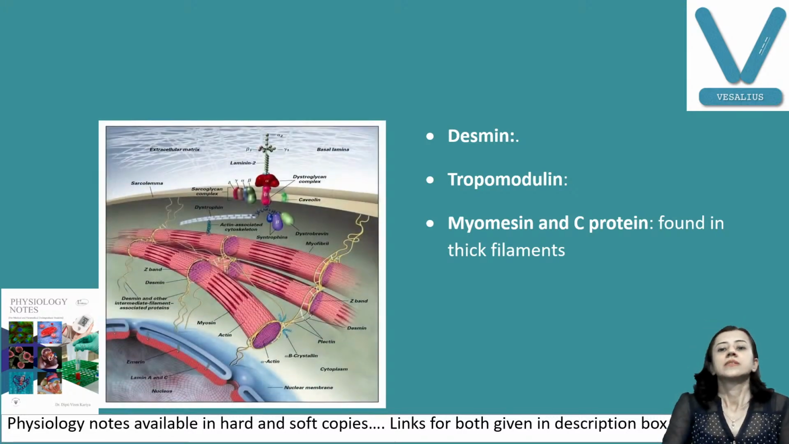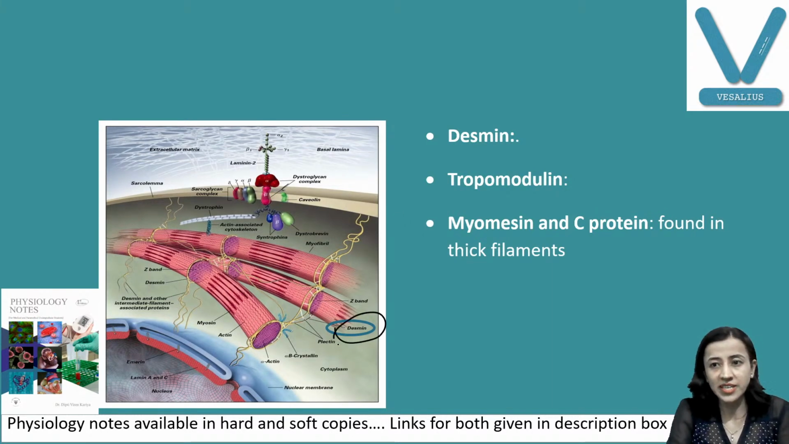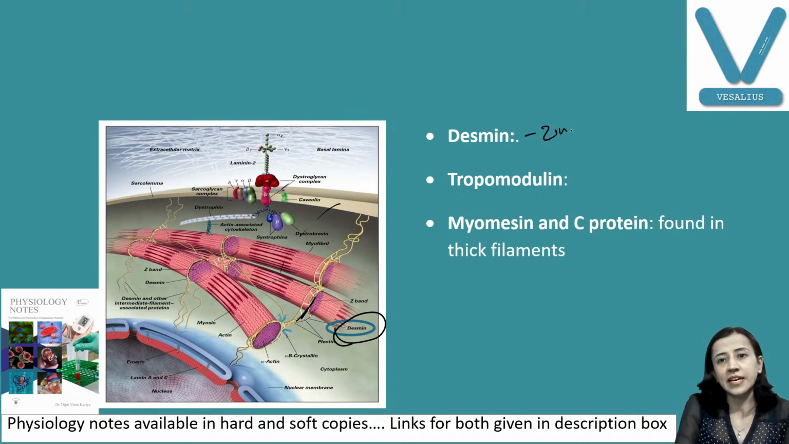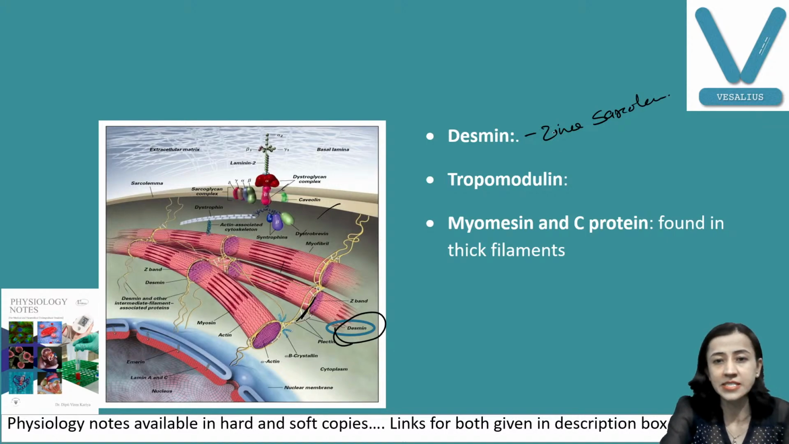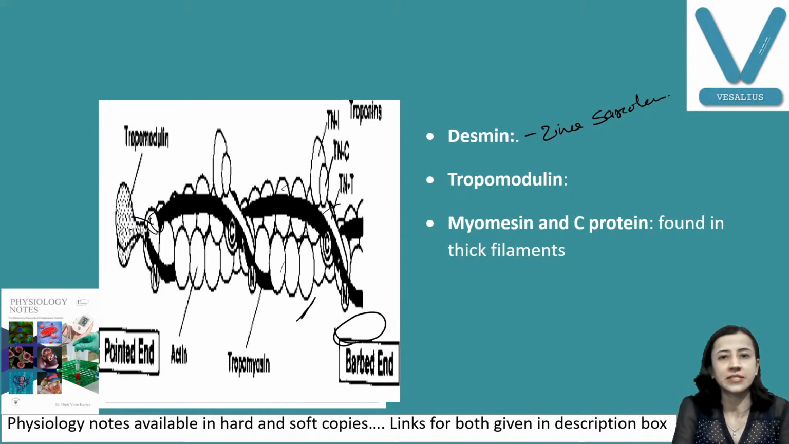Okay, another anchoring protein is desmin. I'll show you here. This is desmin, this one. So desmin binds the Z line to the sarcolemma. This is the Z line, and here we have the sarcolemma. So the Z line is connected to the sarcolemma by desmin. Then next is tropomodulin. This tropomodulin is located at the end of the thin filament. This is the actin filament. Okay, at the thin filament end, towards the center of the sarcomere, that is where it is located.